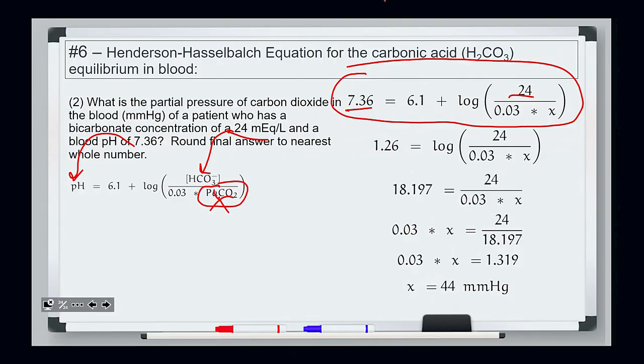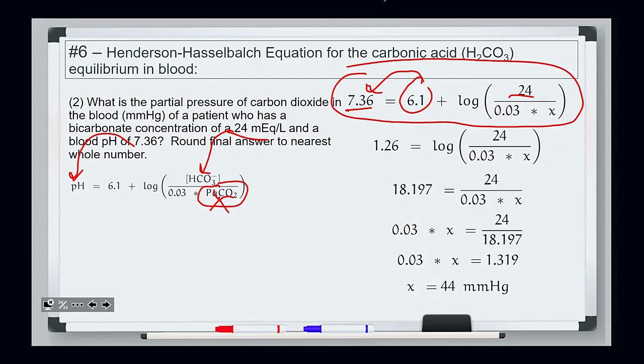So trying to solve for this, I'll try to explain first. We want to isolate the X on the right side. So let's get rid of this number by subtracting it from both sides. So I subtracted 6.1 from 7.36. That's where I got the 1.26. And that's why I don't have a 6.1 on the right anymore. Is everyone okay with that?